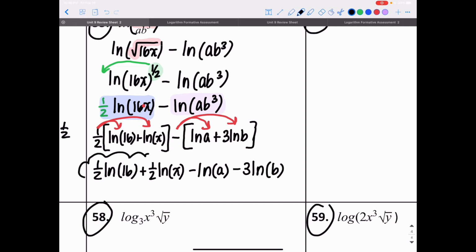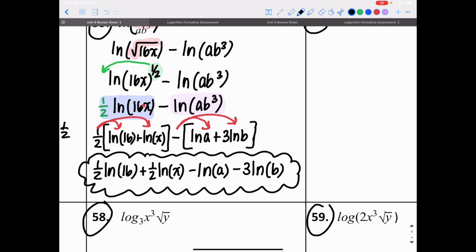There's no exponents, and this is as separated as it possibly can be. There's no multiplication or division inside, just single factors by themselves.